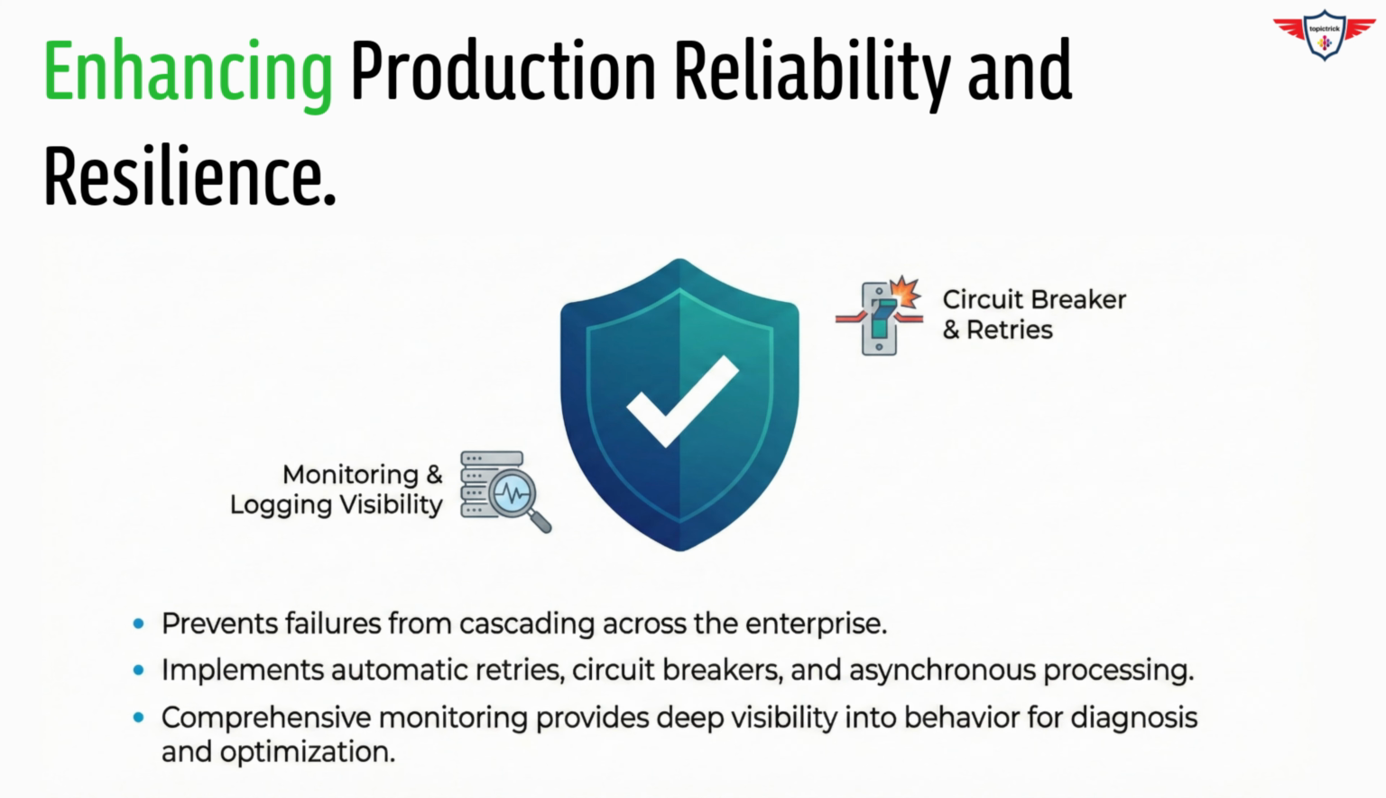In production environments, this approach significantly improves reliability. If a back-end system is slow or temporarily unavailable, Mule flows can implement retries, circuit breakers, or asynchronous processing. This prevents failures from cascading across the enterprise. Monitoring and logging provide visibility into integration behavior, making it easier to diagnose issues and optimize performance.